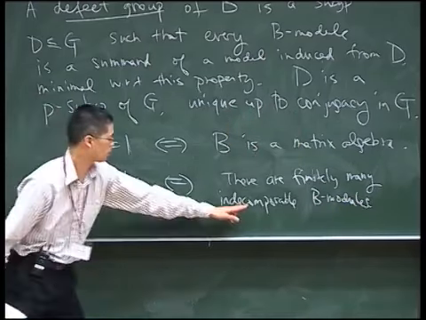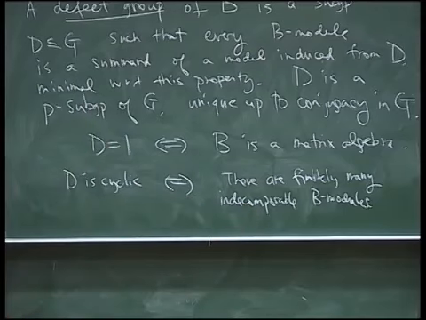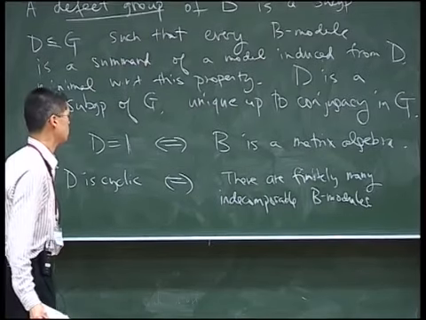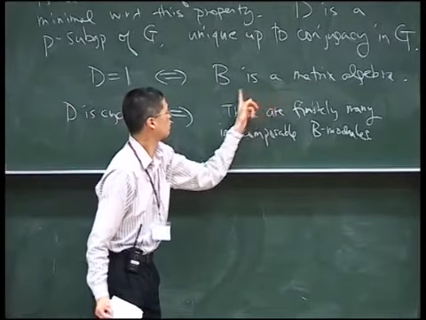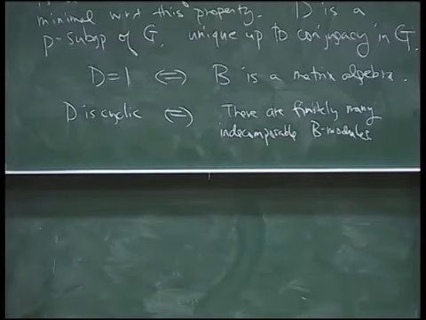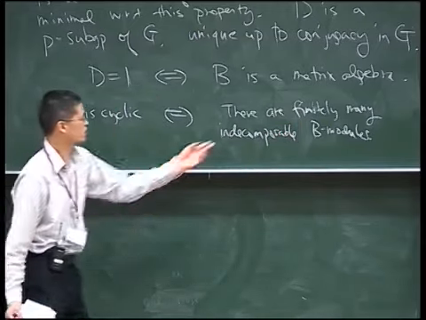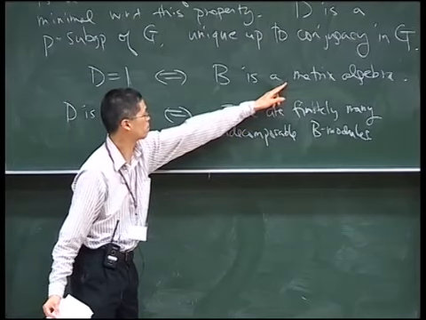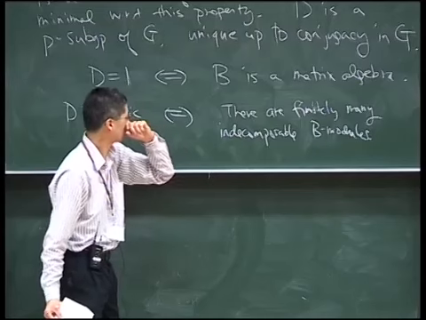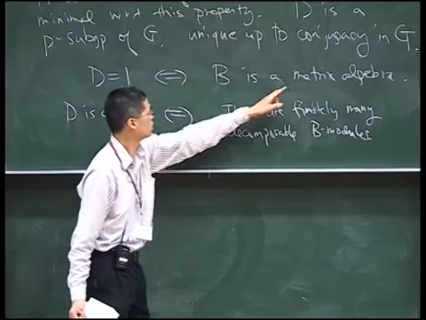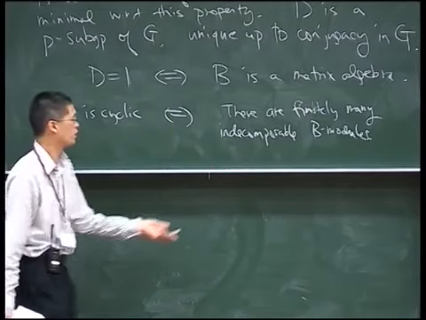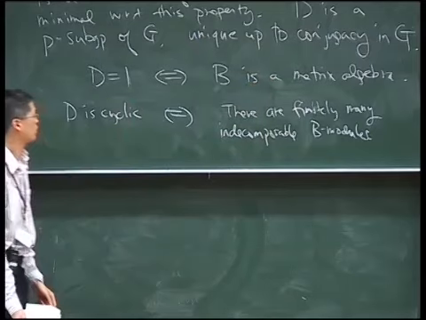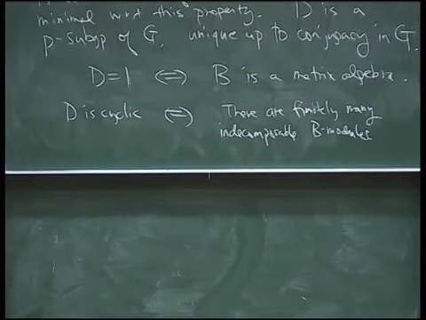By indecomposable, I mean it can't be written as a direct sum of two non-trivial submodules. Of course, in the case when B is a matrix algebra, every finite dimensional module is a direct sum of the unique irreducible module. So in that case, there's only one indecomposable module up to isomorphism.